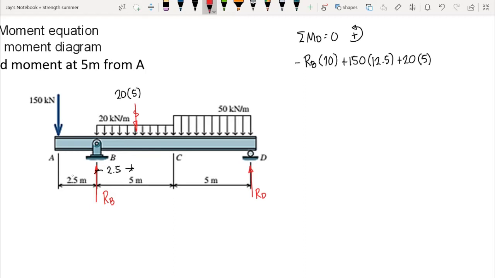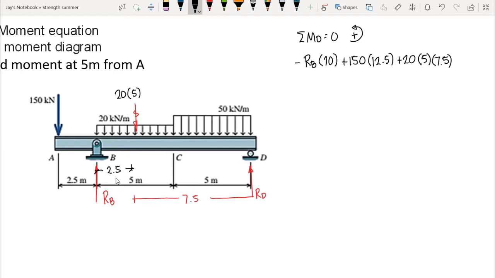However, our moment arm, again, is relative to D. So we have our distance from D here, that is 10, or 5 plus 5, minus 2.5. Then we get 7.5 meters. That is the location from D. So we have 7.5 meters.